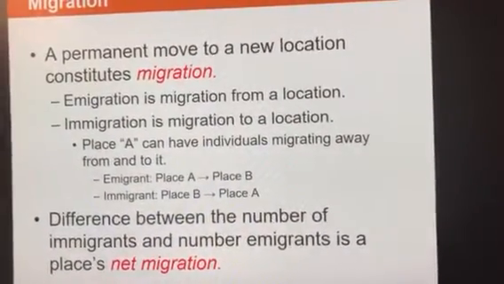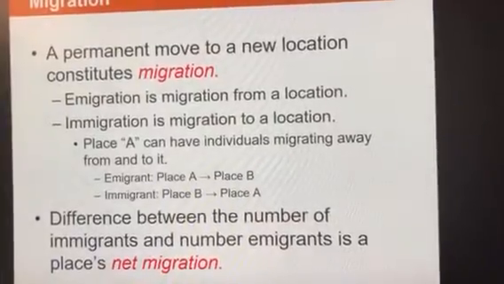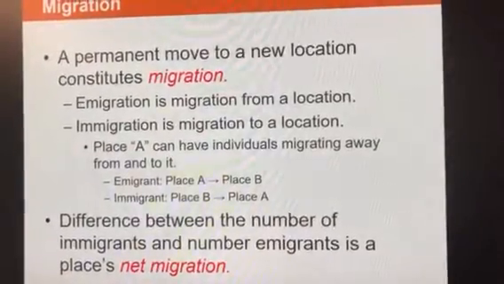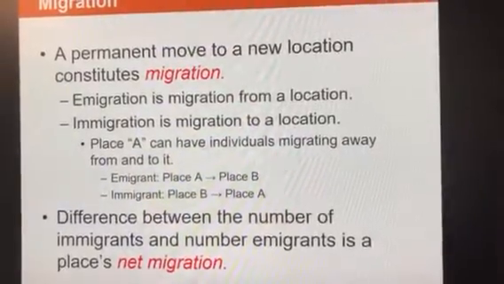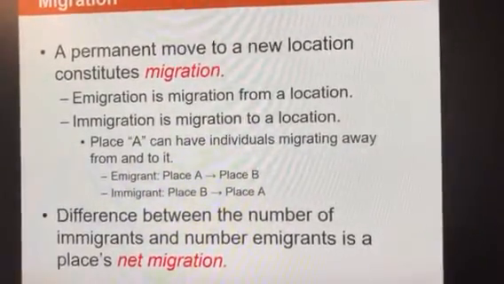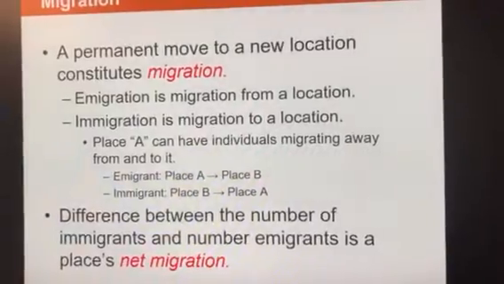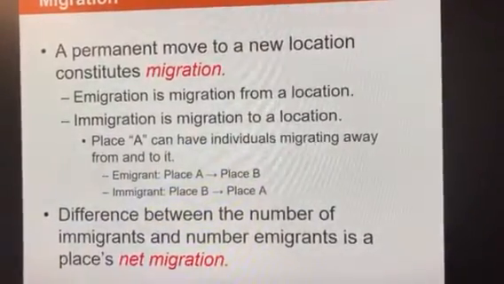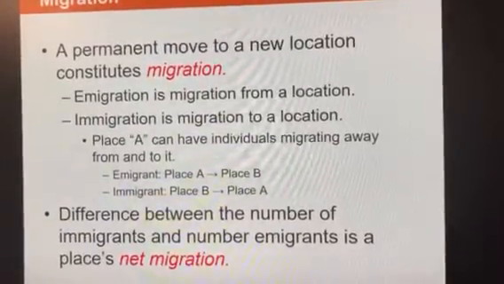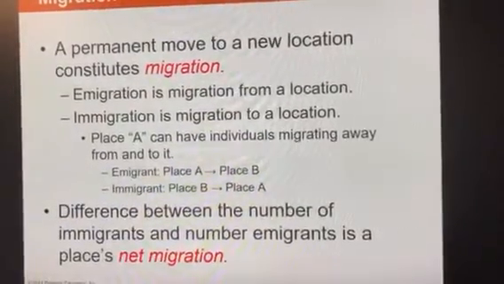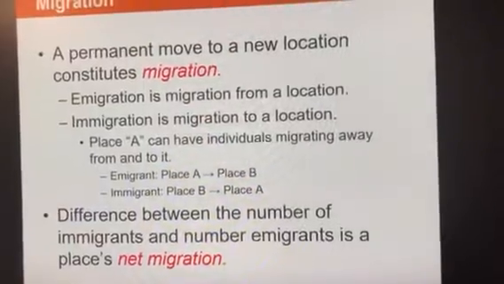So when we talk about migration, you could break that down into emigration, which is when you exit an area. So think about the E in emigration, the E in exit. So emigration is when you leave, and immigration is when you move into an area. So immigration is coming into an area. And most countries have somebody moving into and people moving out of at the same time. So the difference between the number of immigrants and the number of emigrants is called the place's net migration.